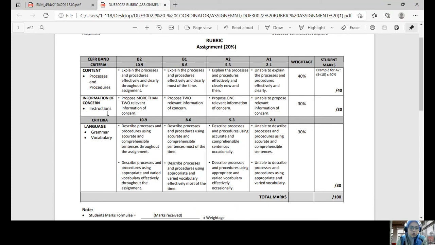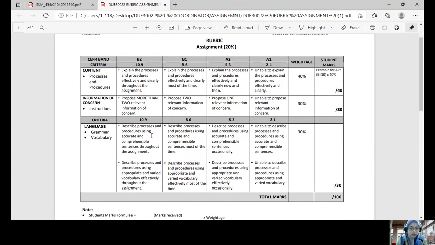Okay, so information of concern, instruction dia ada berapa banyak relevant information. Contohnya macam beware, macam dia punya safety lah, safety precaution dia. Apa tu, remember to always check the heater, remember to always check the temperature. Okay, itu bukan steps tapi lebih kepada precautionary measure.